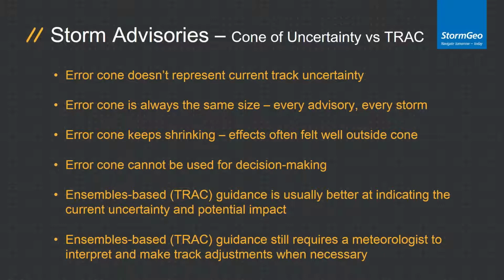And yet now the cone has gotten so small that the effects are very often felt outside the cone. In fact, that happened here just with Cristobal this season, where most of the impacts from the storm were far to the northeast, well outside the cone of uncertainty regarding its center. And we believe the error cone really can't be used for decision making as effectively. And so a tool like our ensemble-based track, we think, is a better way of utilizing our tools to make those types of decisions.